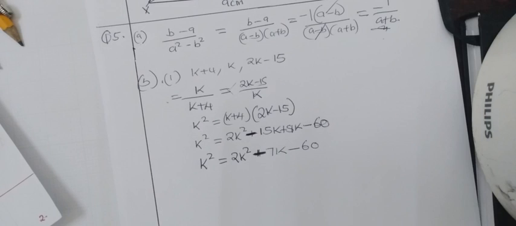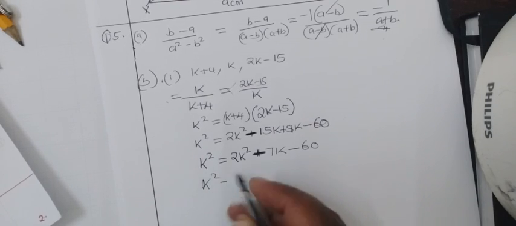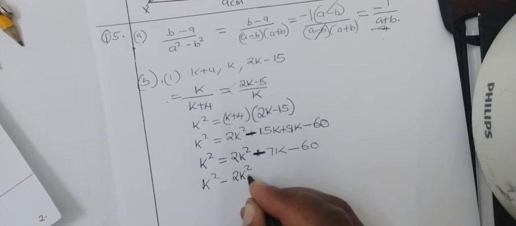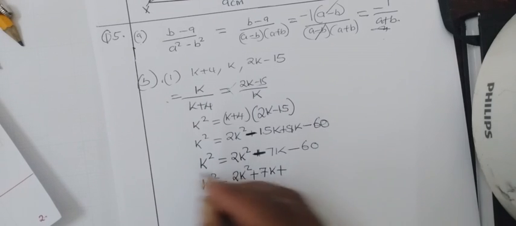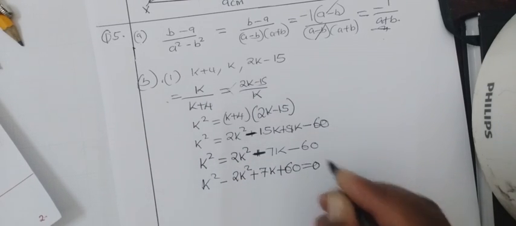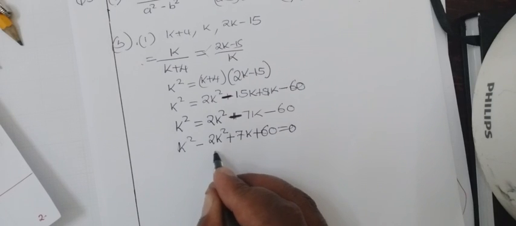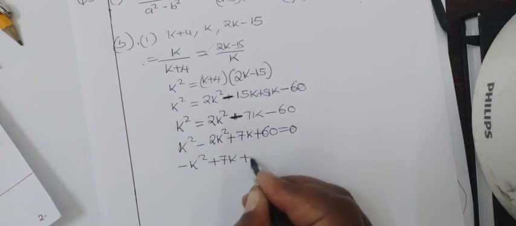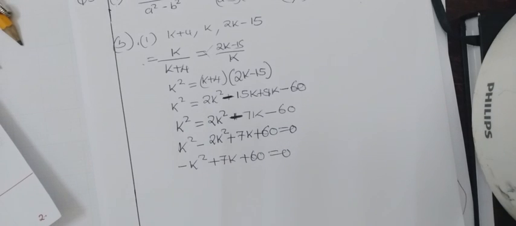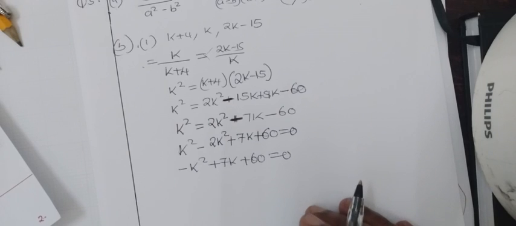Alright, so we can group the like terms or we rearrange. So we have k squared minus 2k squared minus 7k plus, when it goes to the other side, 60, and the answer is 0 here. Alright? So now, what is k squared minus 2k squared? Negative k squared minus 7k plus 60. The answer is what? It is 0. So here you can solve this using the quadratic formula or any formula that you can use to solve a quadratic equation.